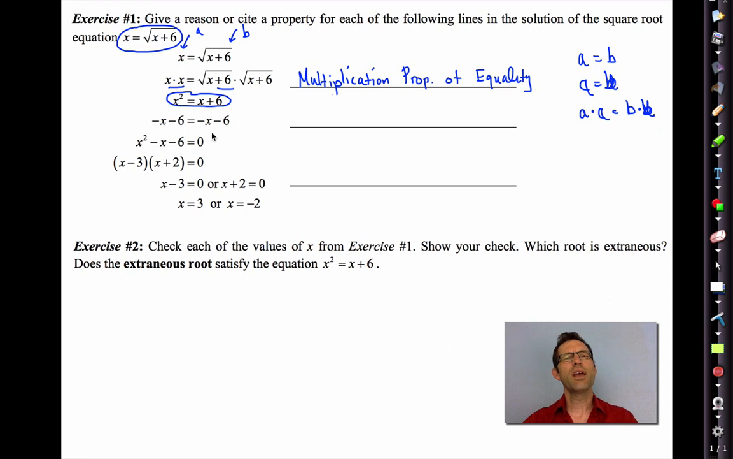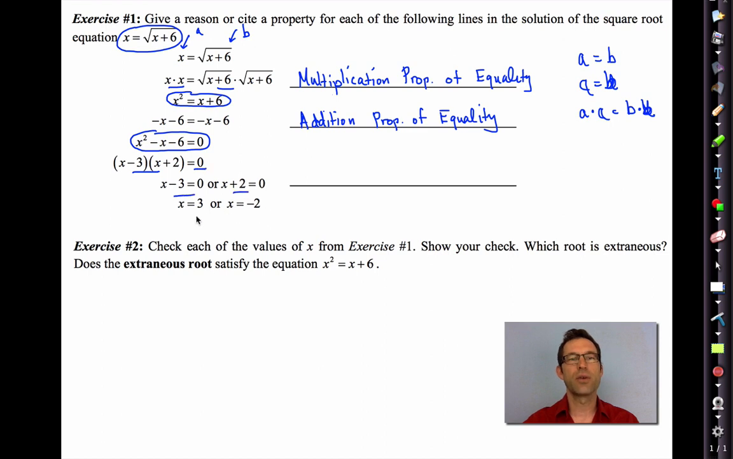The next line that we're going to justify is that we're going to actually subtract x and subtract 6 from both sides. Now, what allows us to do that? Well, that's actually the addition property of equality, right? Because what we're saying is, anytime you add the same quantity or subtract the same quantity from both sides, you're using that addition property of equality. That allows us to then write this quadratic equation like that. Then we can factor it. And then we set each factor equal to 0 when we solve. What was that called again? That's the zero product law.